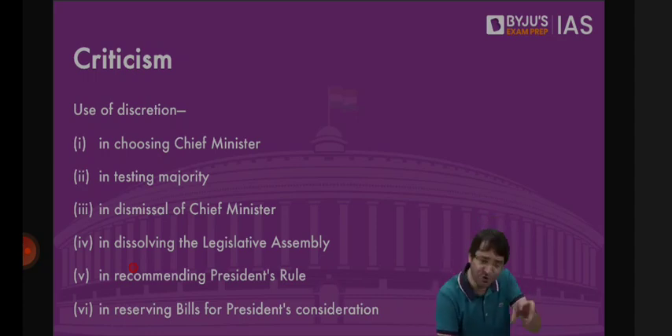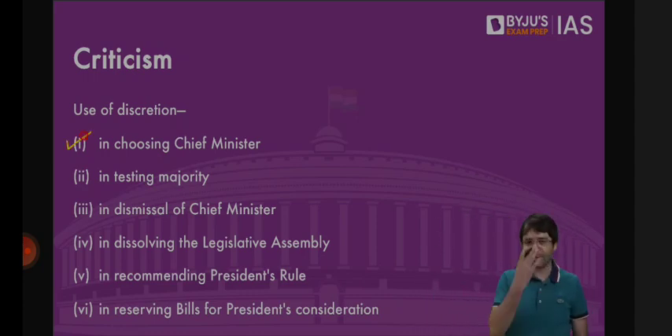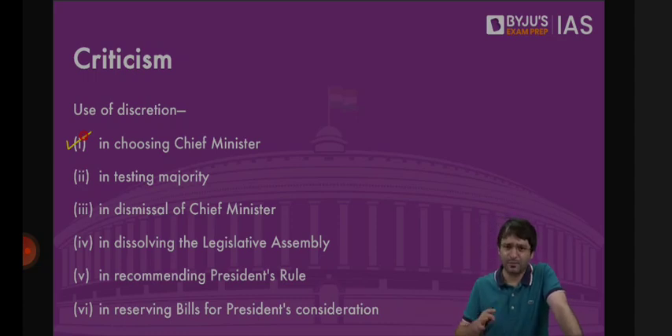And the principal problem is that this discretionary power has not been defined, and the governor uses his discretion and sometimes misuses it, abuses this discretion. How? In choosing the chief minister. 2017, election was held in Karnataka.